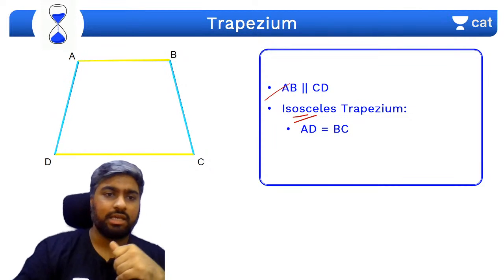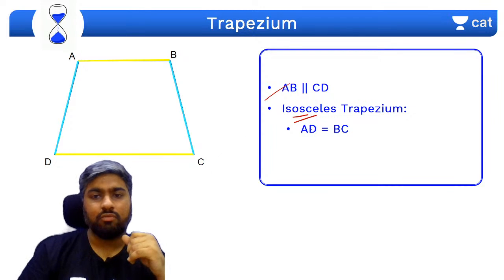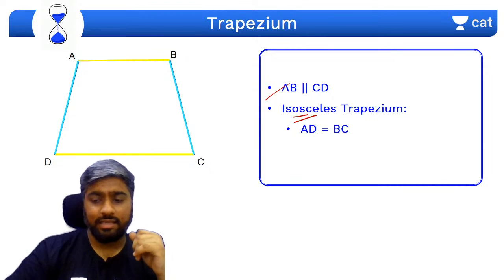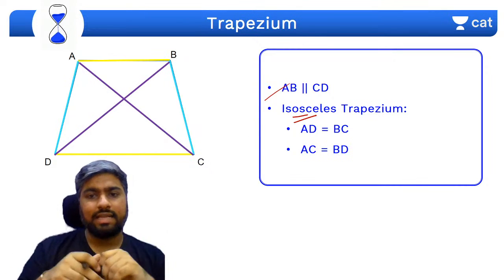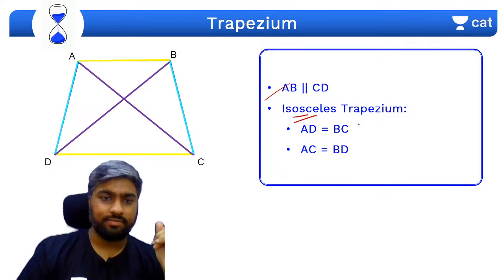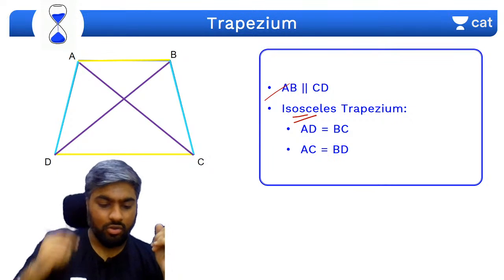What happens in an isosceles trapezium? The non-parallel sides will be equal. AD and BC in this case are equal. Yes. And since they are equal, their diagonals would also become equal. So they are equal only in an isosceles trapezium. Got it? Cool.